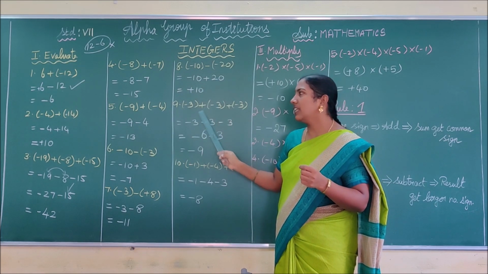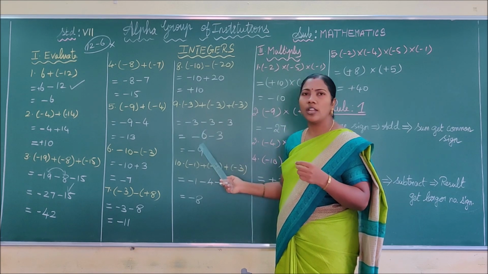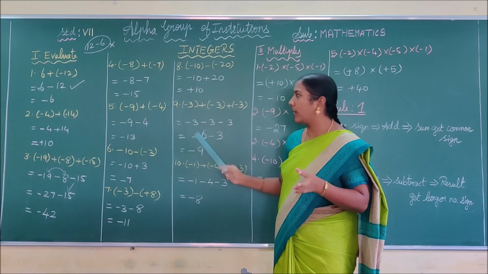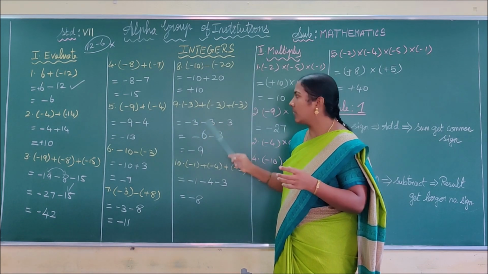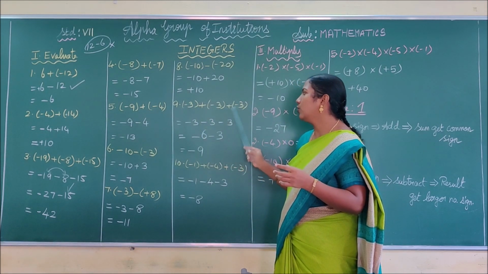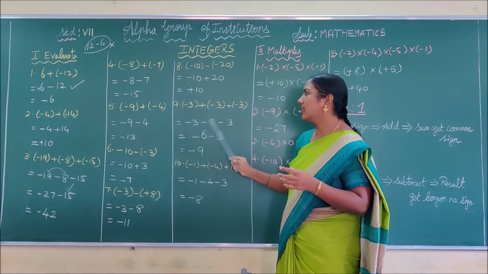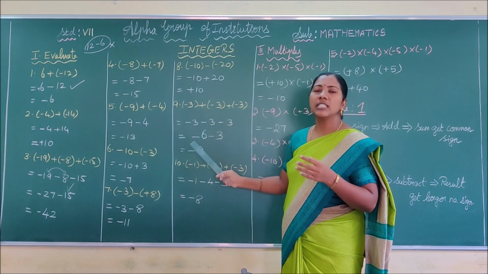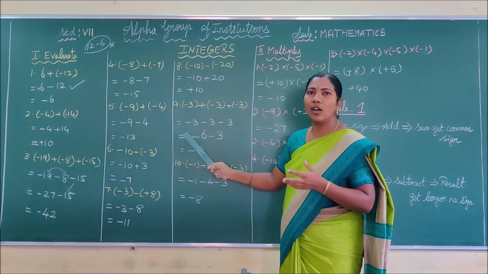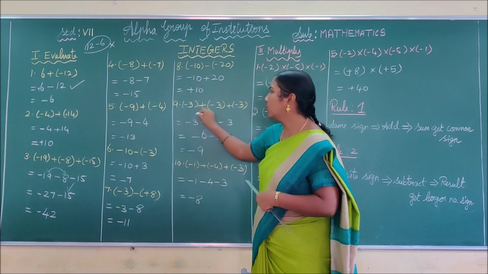See the next one. This is a very important sum. Many of the students did this sum wrongly. Okay. So listen to this sum carefully. Minus 3 plus into minus, minus 3 plus into minus 3. Okay. Thus minus 3 minus 3 minus 3. As per the rule 1, given integers are in same sign. So you have to add all the integers. Thus minus 3 minus 3. First I am adding these two integers.